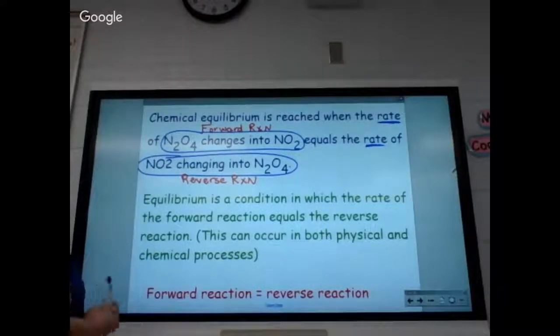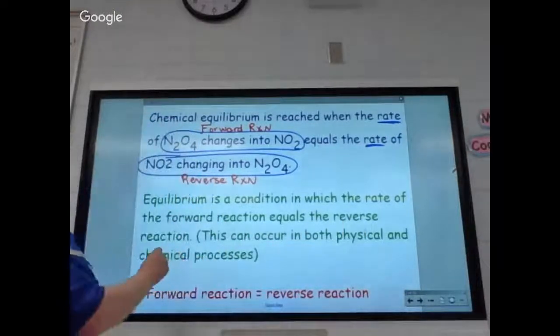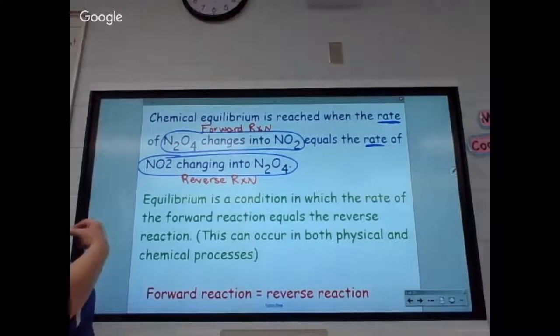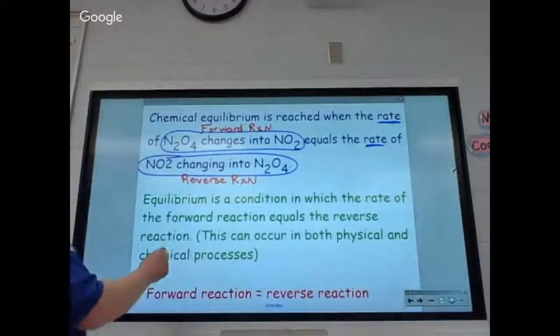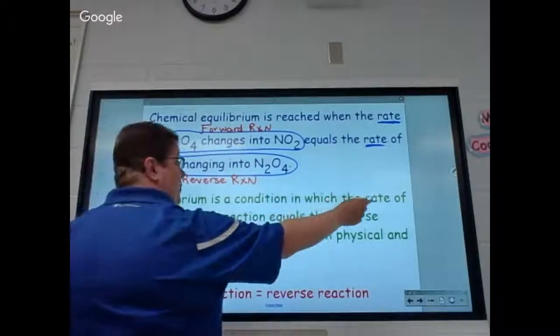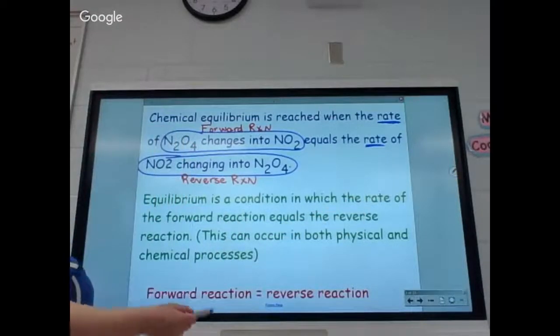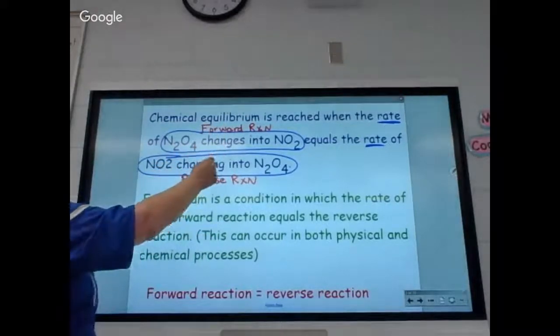Two opposing processes. Now, several people struggled with this on something we did last week. It can be a physical process or it can be a chemical process. Last week when we talked about evaporation and condensation, we were talking about a physical process. Today, we're going to talk about a chemical process. Those rates have to be what? Equal. And you have to have two opposing rates. So our forward reaction is equal to our reverse reaction.